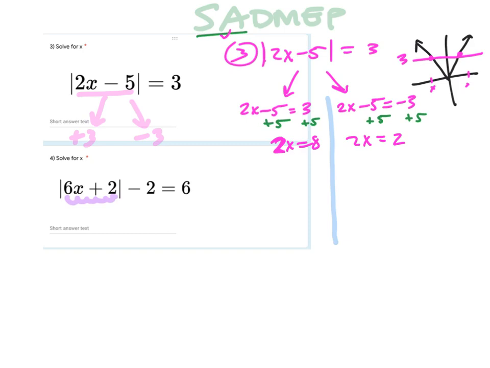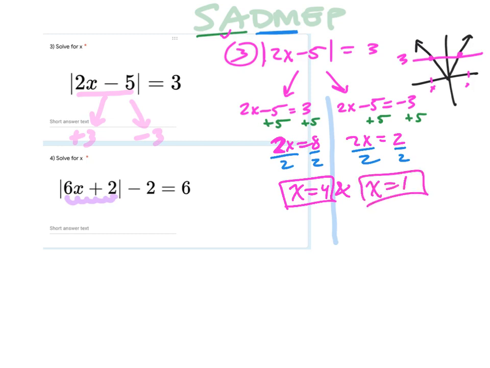All right, so I did that. I'm going to check for division or multiplication. I have 2x, which means 2 times x. So I'm going to divide by 2, both sides. x equals 4 and x equals 1. So there are two solutions here. Sometimes there's one, sometimes there's none.